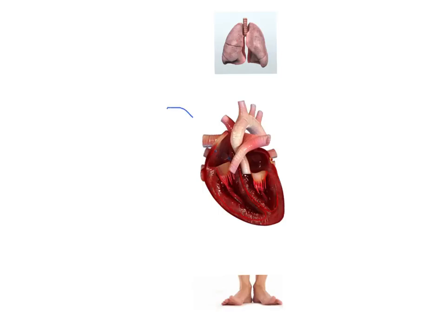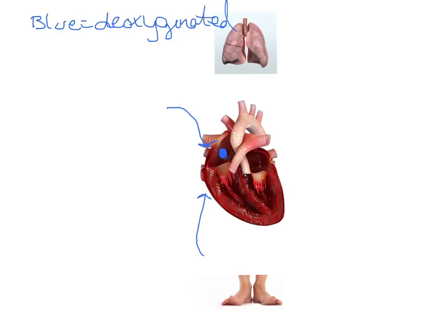So blood is going to come in through the cranial vena cava and the caudal vena cava. But either way, blood is going to start up here in the right atrium. I'm using blue because blue means deoxygenated blood, usually. That's just sort of the way that people have decided to describe this. So blue is deoxygenated blood.